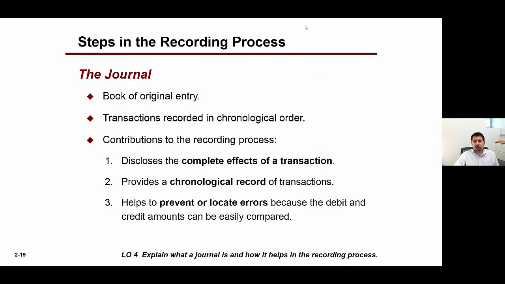So to start with, what's the journal? Well, the journal is called the Book of Original Entry, and the reason we call it that is that this is the first time that we make any record of a transaction or an economic event that took place. So this is where it all starts. And the journal keeps track in chronological order of all the transactions that have happened. One of its advantages is that it keeps them in chronological order, which helps later on to identify which transactions happened first.